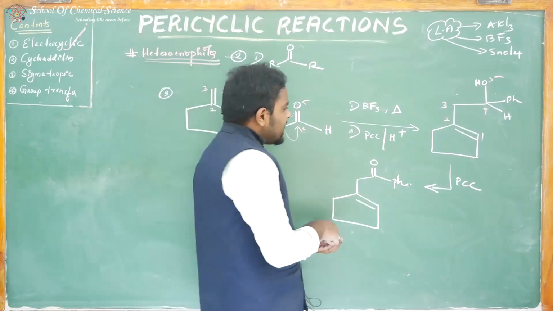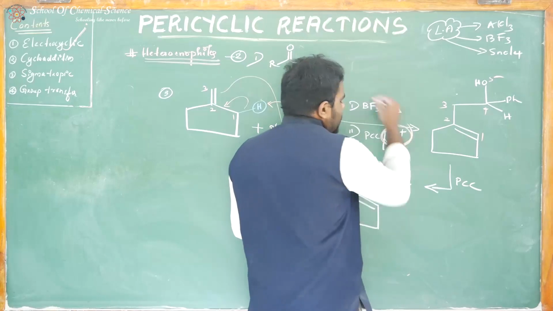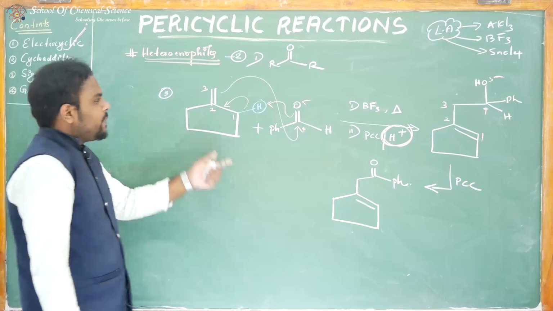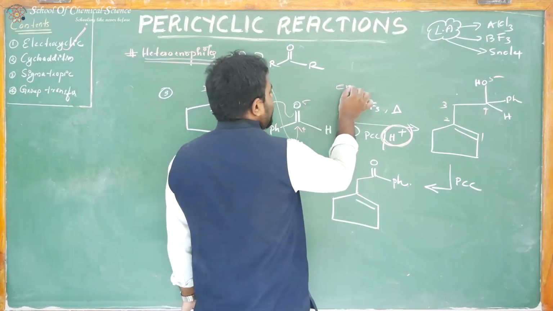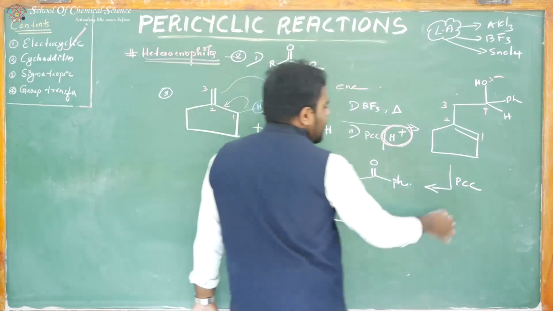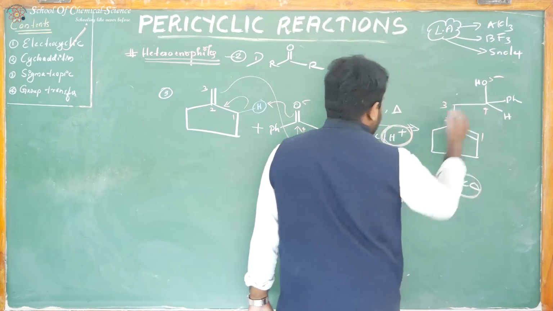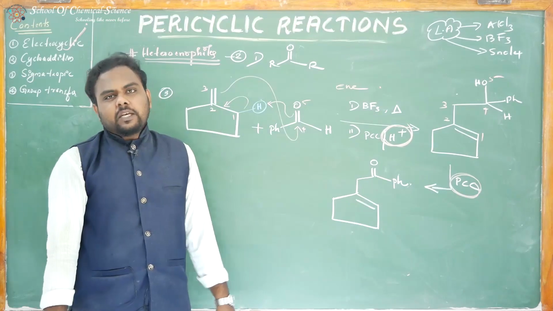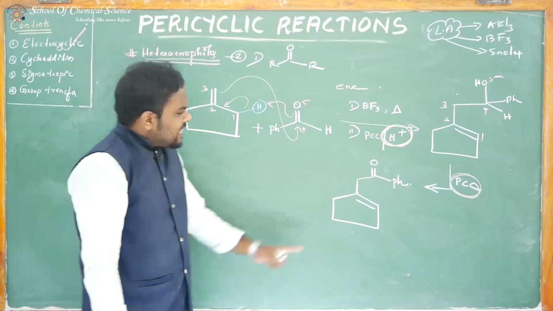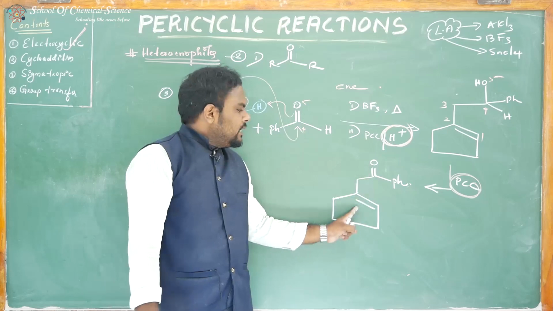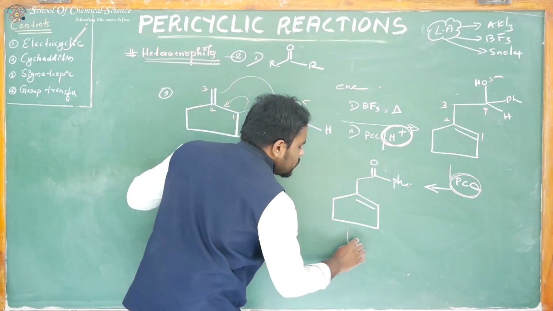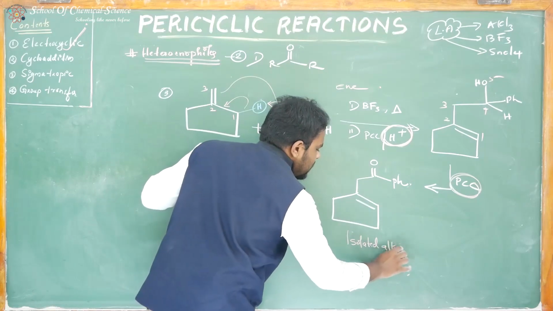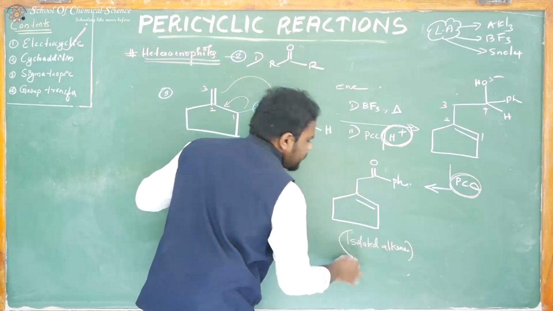Then one more reagent is given, which is H plus. What is the function of that H plus? First step is an ene reaction. Second step, oxidation by using PCC. PCC oxidizes alcohol to carbonyl compound. Then one more H plus is given. Dear students, it's a carbonyl compound, and this alkene is an isolated alkene.